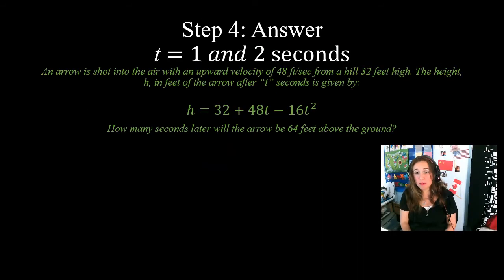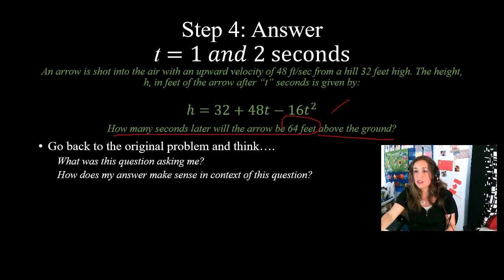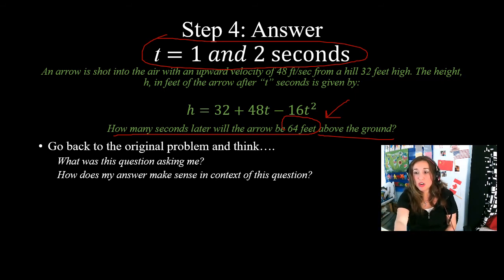So now it's time to interpret our answer, and this is such an important part of the process. When you do this, you want to go back to the original problem and think, what was the question asking me, and how does my answer make sense in context of this question? Well, here we were being asked, how many seconds later will the arrow be 64 feet above the ground? And that's really the key, is that 64 feet, okay? We arrived at the answer of, well, after 1 and 2 seconds, and we thought that was maybe a little peculiar. So let's think about what this question was even about.